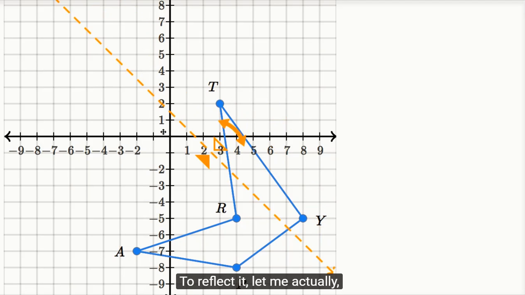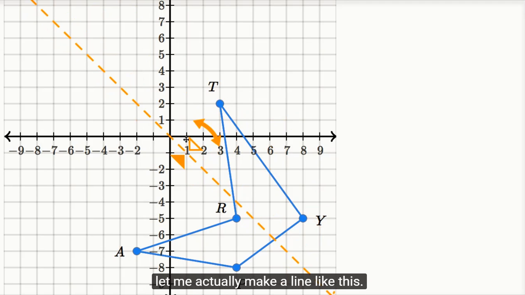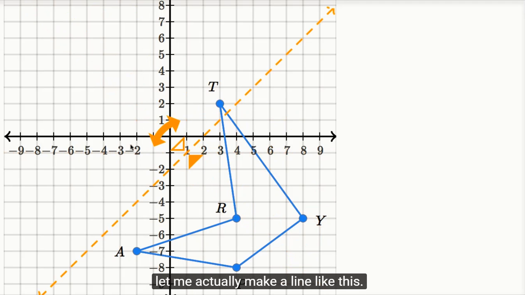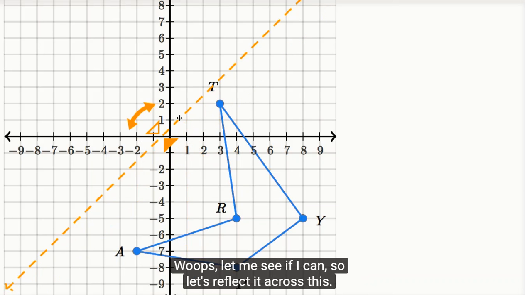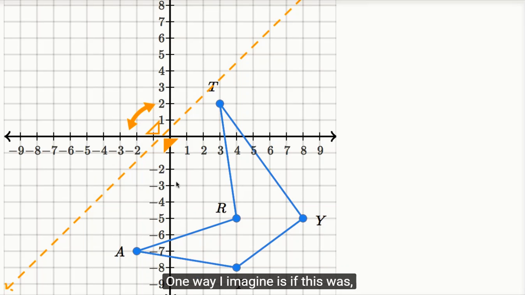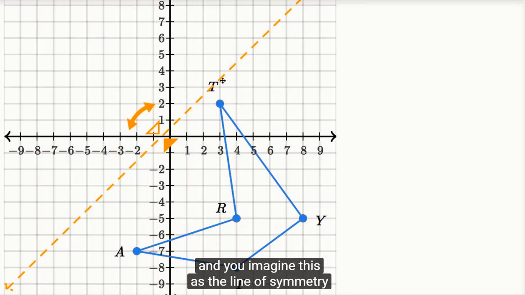And to reflect it, let me make a line like this. I can reflect it across a whole series of lines. Whoops, let me see if I can. So let's reflect it across this. Now what does it mean to reflect across something? One way I imagine is, we're going to get its mirror image, and you kind of imagine this as the line of symmetry, that the image and the original shape should be mirror images across this line.